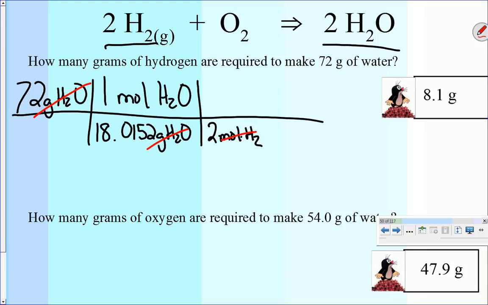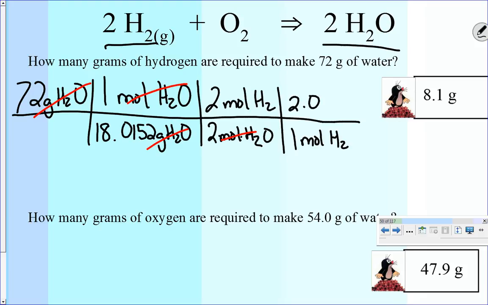Those moles of H2 will be able to cancel. I'm sorry, H2O on the bottom. And then my 2 moles of H2 go on top. In order to change H2 into grams, I'm going to do 1 mole of H2 with its GFM of 2.01588 grams on the top. Once you do the math for this, these are going to cancel, and you should have gotten 8.1 grams.